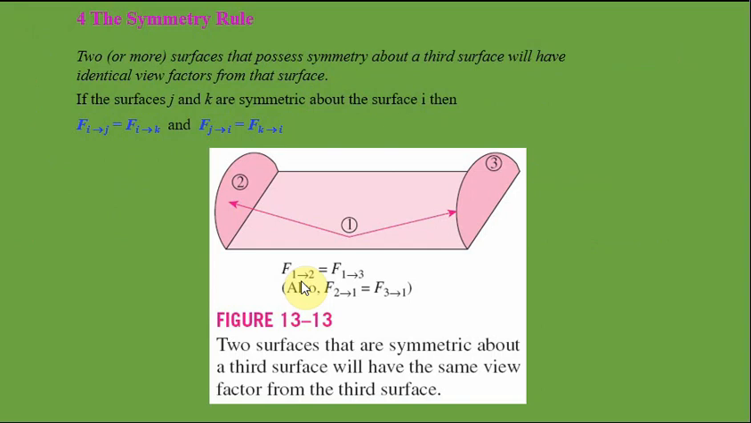The next one is the symmetry rule. As per this one, you see the figure, two surfaces that possess symmetry with respect to a third surface. Here the surfaces 2 and 3, possessing symmetry with respect to 1, will have identical view factors from that surface. That means F12 will be equal to F13.